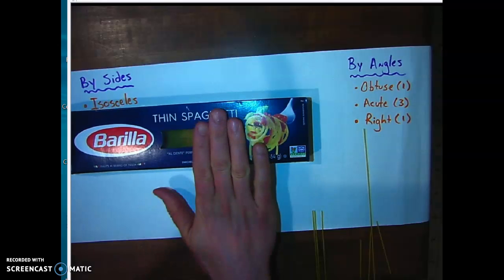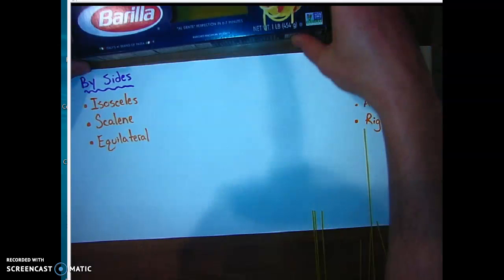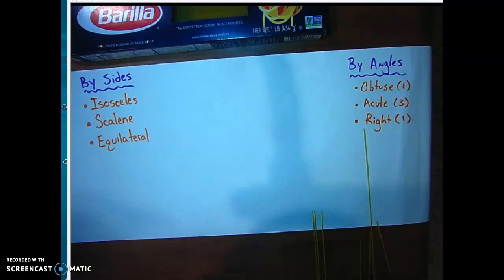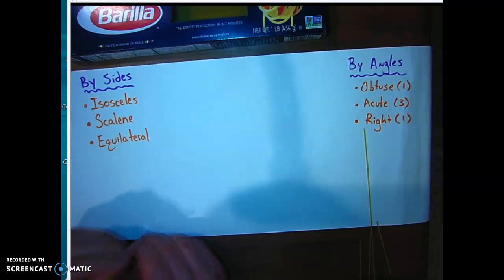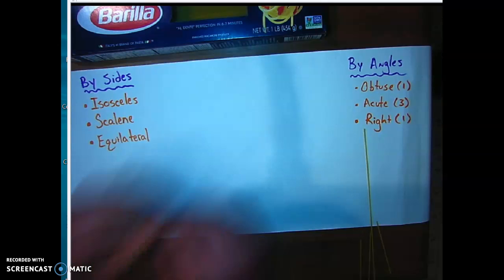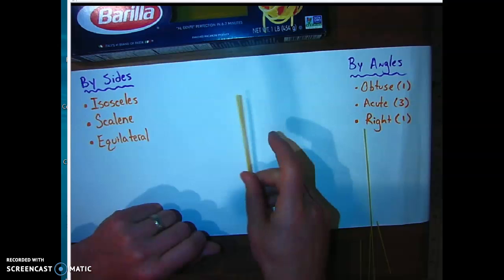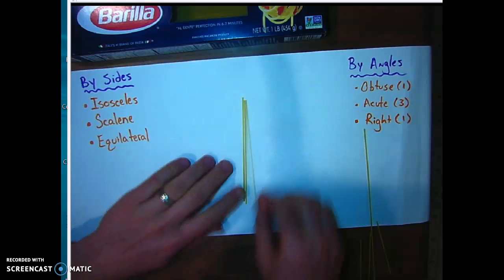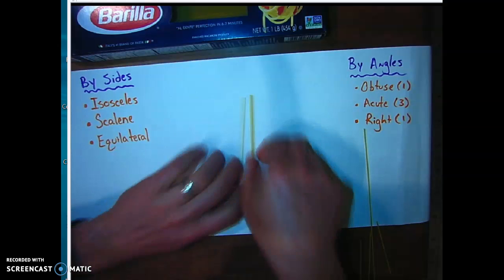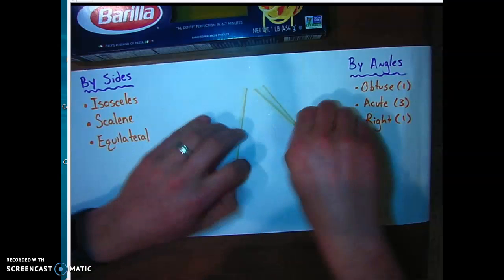I've got my spaghetti out right here, which I'll move off to the side. And then let's say I just want to start off by making an equilateral triangle. Well, I'm going to take my spaghetti, I'll break it into 3 equal pieces, the best that I can, and I'm going to arrange them to try to make a triangle.